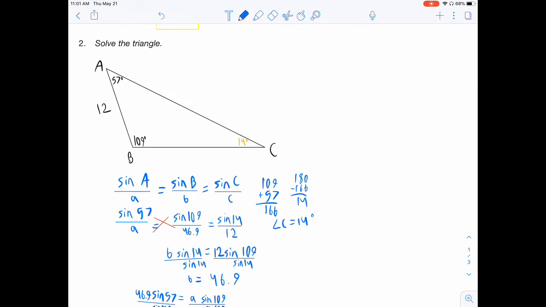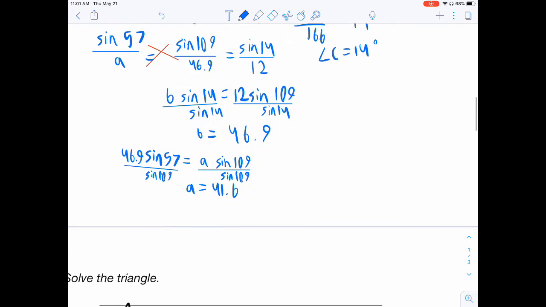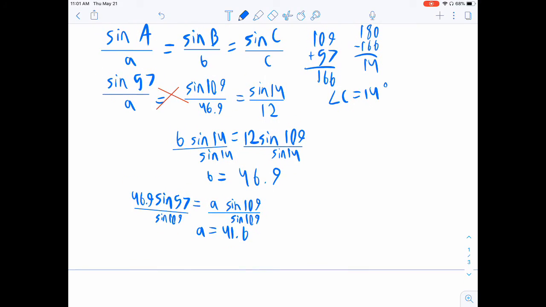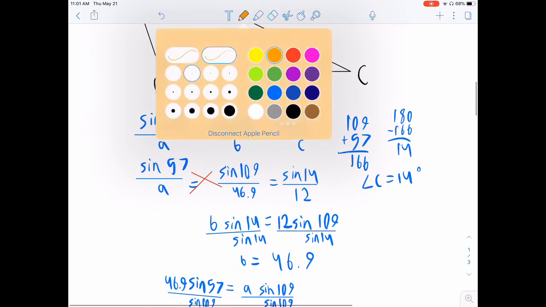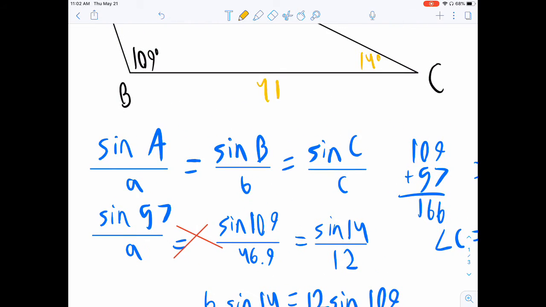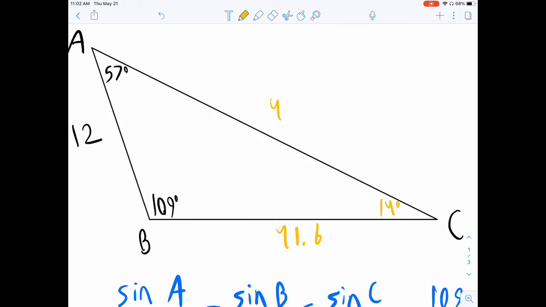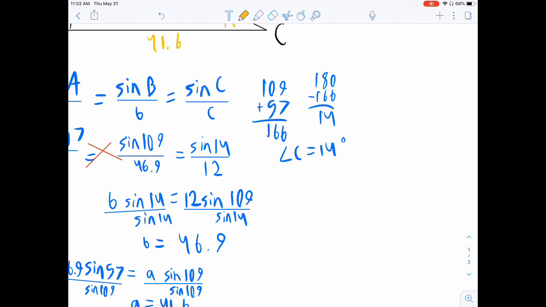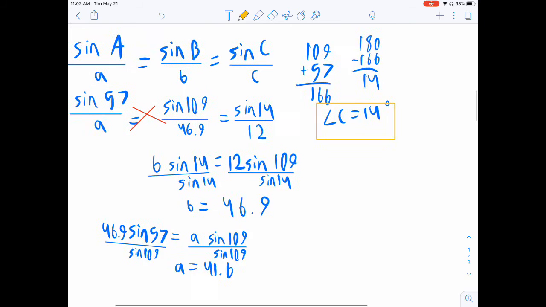And once you put that back in, you will have a completely solved right triangle, I should say. And so yeah, these are all of your measurements for the triangle, and you have solved that triangle.